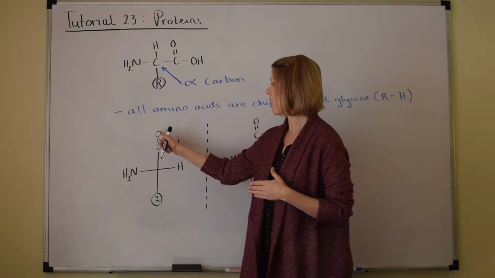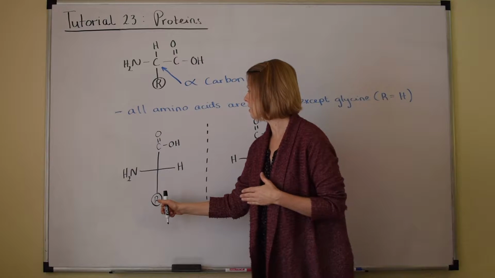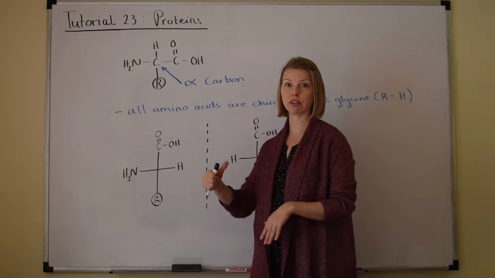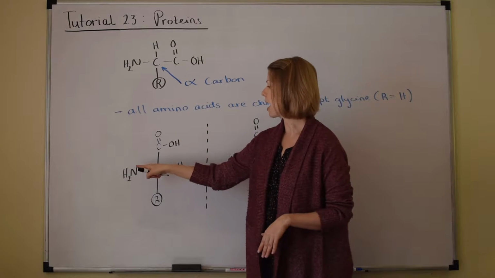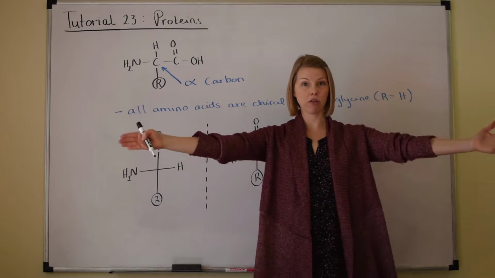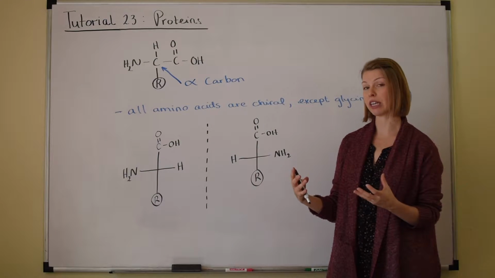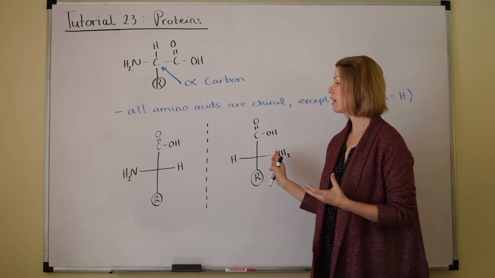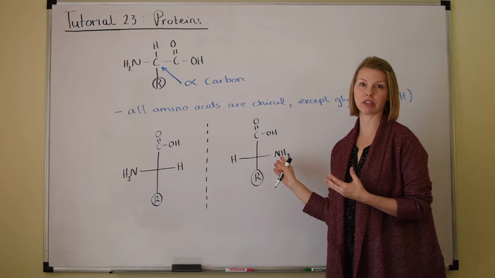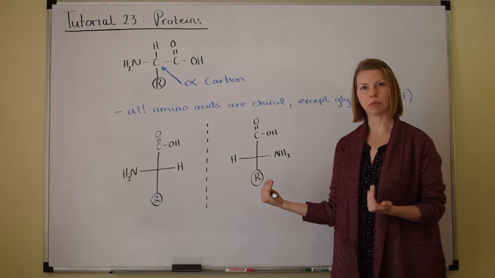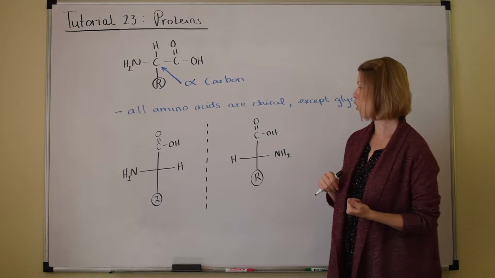And remember that the vertical lines are going away from you into the plane of the whiteboard, and the horizontal lines are coming out at you because this carbon has a tetrahedral geometry. So there's no way that you can superimpose these two molecules. They are not identical. They are related as enantiomers, non-superimposable mirror image forms.